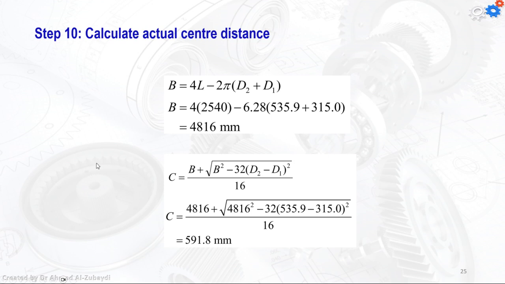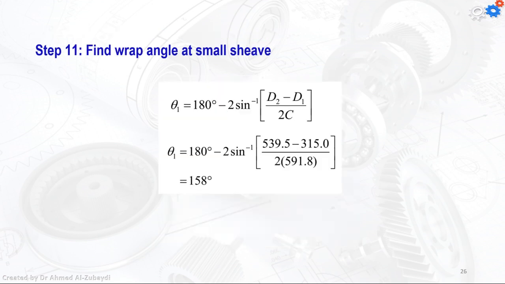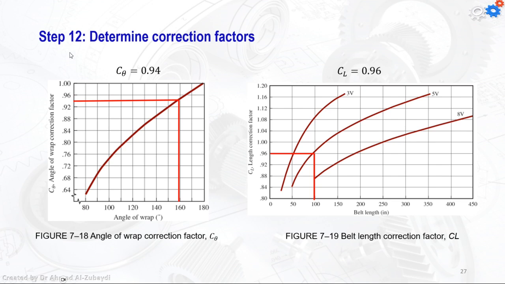Now, by knowing all these values for the D and the C, we can simply start to calculate the theta 1 and the theta 2. So the theta 2 is going to be equal to 158. That's theta 1. Now I can find the theta 2 is going to be equal to 360 minus 158. Now step number 12 is to determine the correction factor, and that's what we can find from equation 718 for the angle of the wrap correction factor, or the C theta. Now we know the value for the angle of the wrap. We said it's 158.